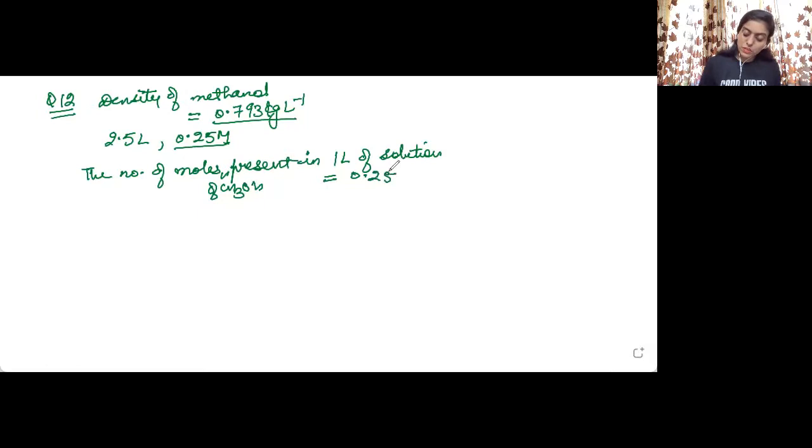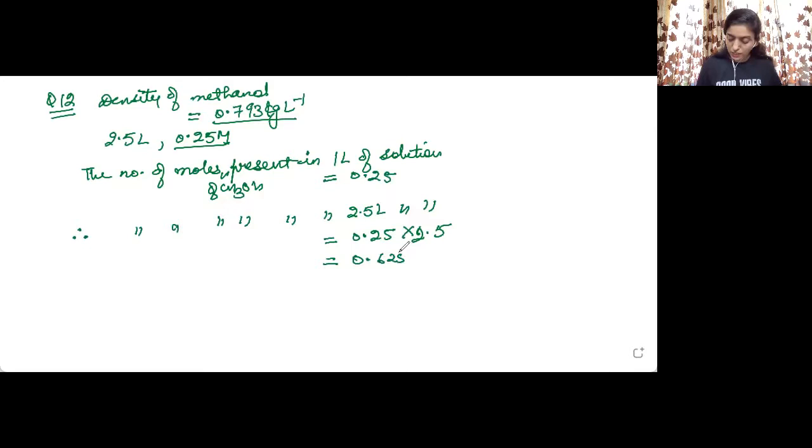Now what is the volume given? 2.5 liters. So therefore, number of moles of methanol present in 2.5 liter of solution is equal to 0.25 multiplied by 2.5 equal to, it will come out to be equal to 0.625. All right. So these are the number of moles which are present in 2.5 liter of the solution.